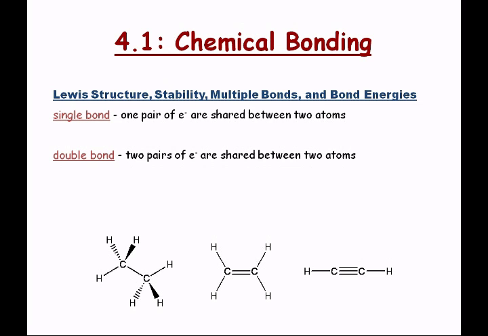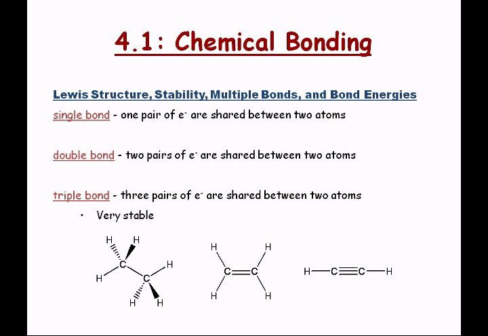Okay, so let's talk about multiple bonds. We've already talked about single bonds. Those are bonds between two atoms that are just two shared electrons. Just like what we have here, or what we have in the example in methane.